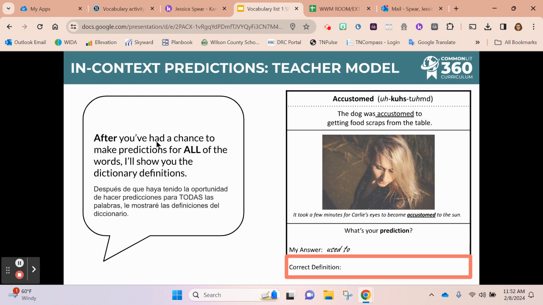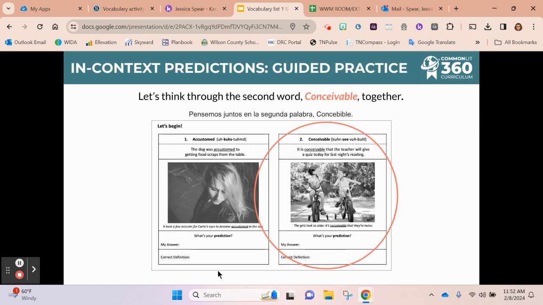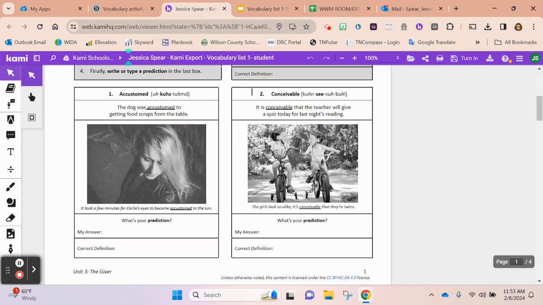Then it says, after you've had a chance to make predictions for all of the words, I'll show you the correct dictionary definition. That will go down here. Okay, so now let's think through the second word, conceivable, together. So now you're on number 2 right here. And all you should have done here was add a text box and type in the words used to. Okay?